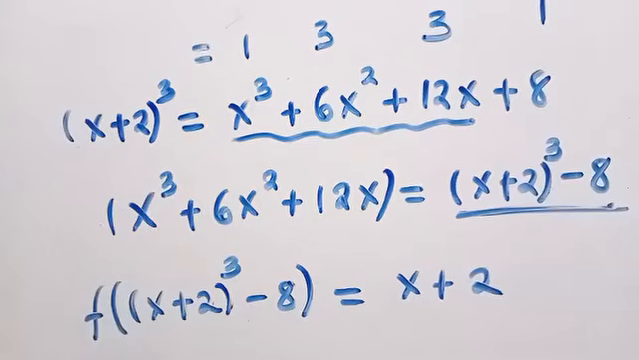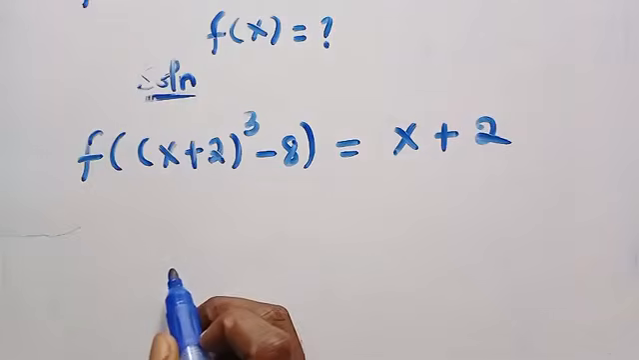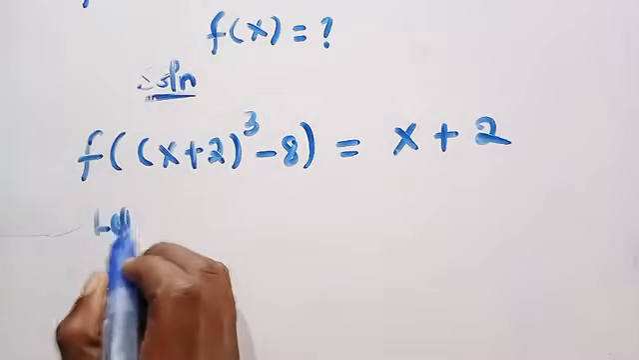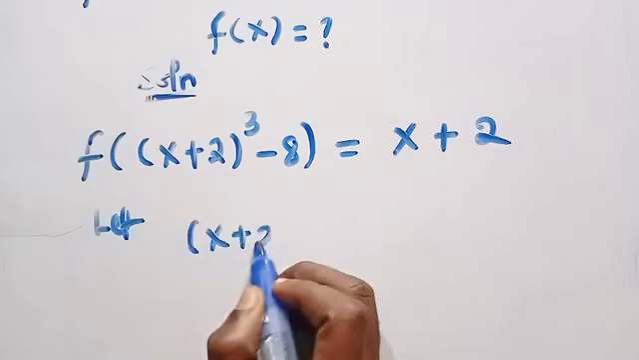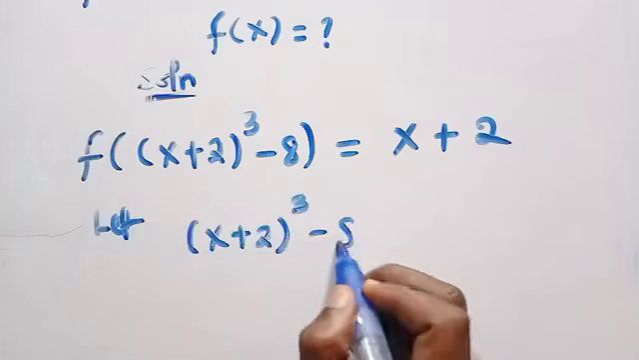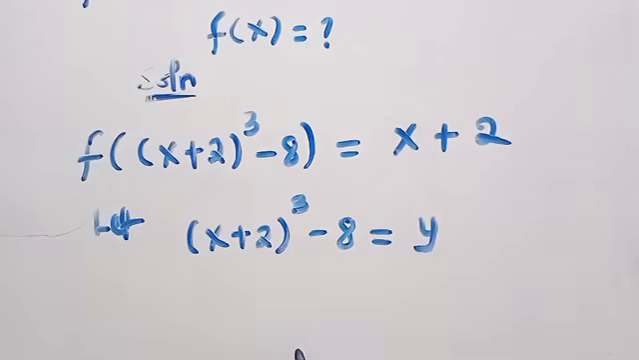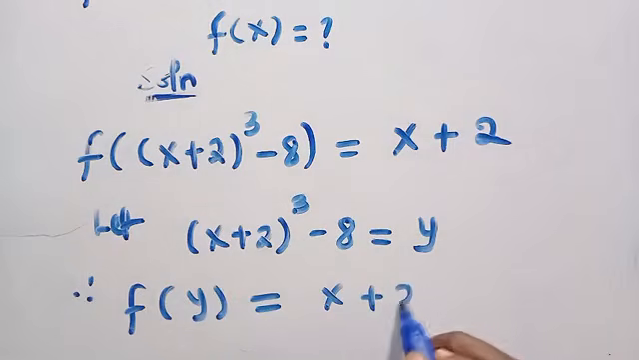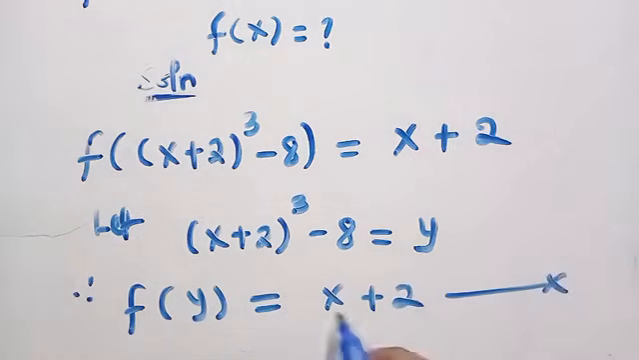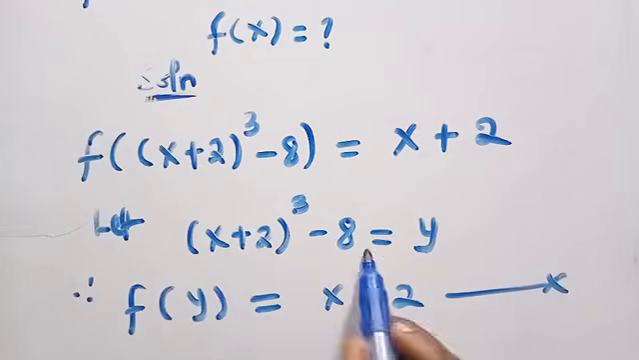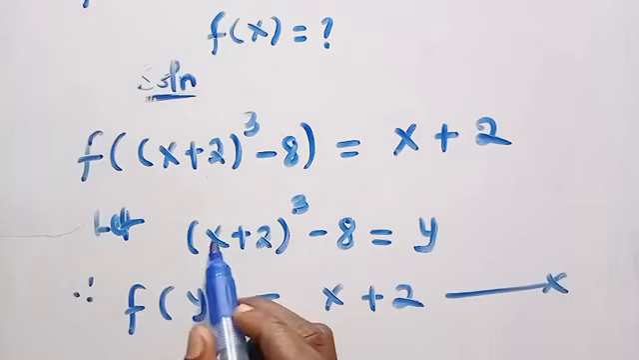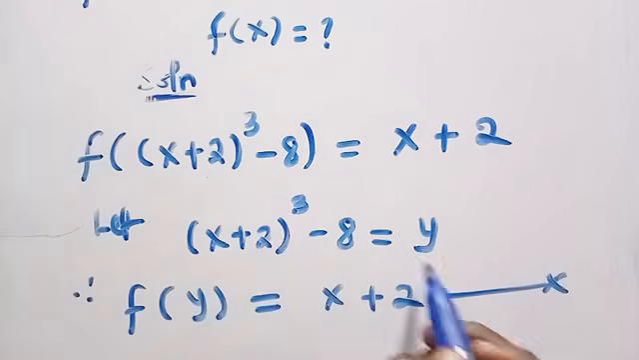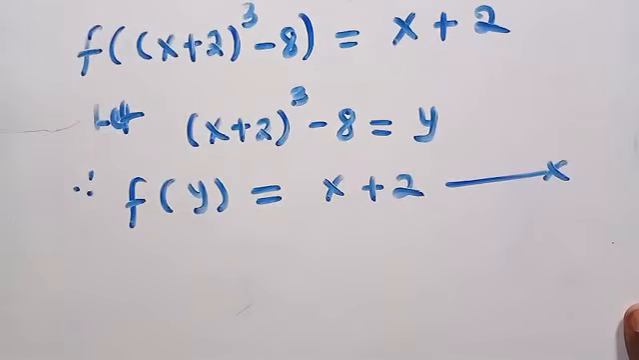We are going to let x plus 2 raised to the power 3 minus 8 equals y. And when we let this, the new function becomes f of y equals x plus 2. But this is x, this is y. They are not the same. We have to make x the subject of the formula from what we have in x plus 2 raised to the power 3 minus 8 equals y. So let's try and do that.